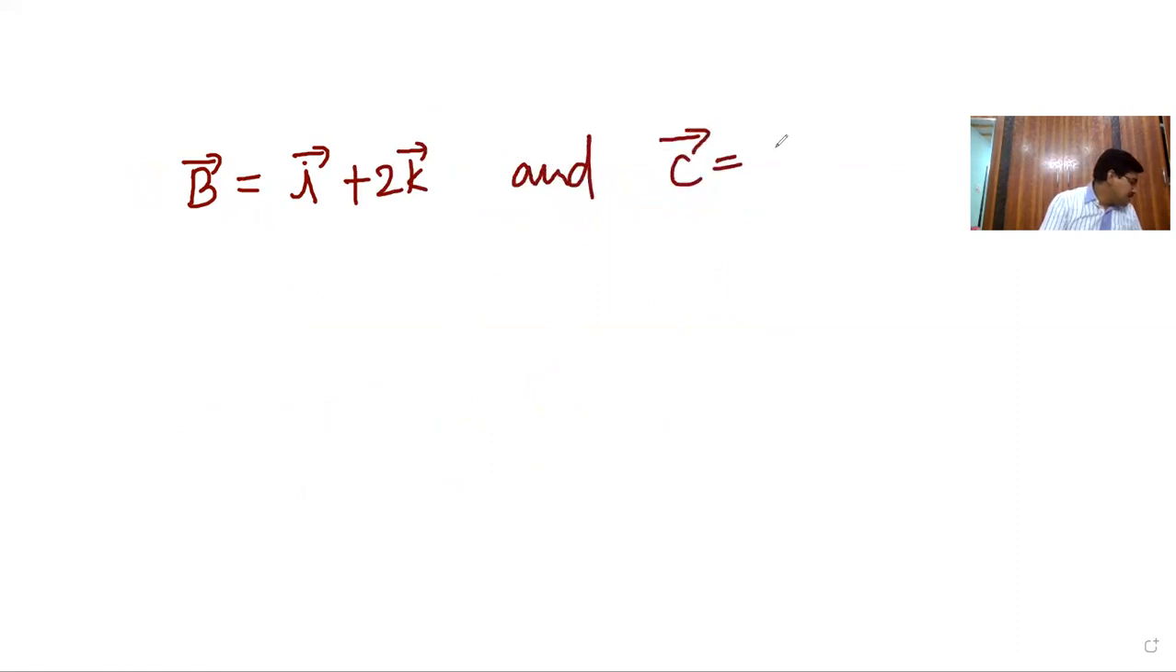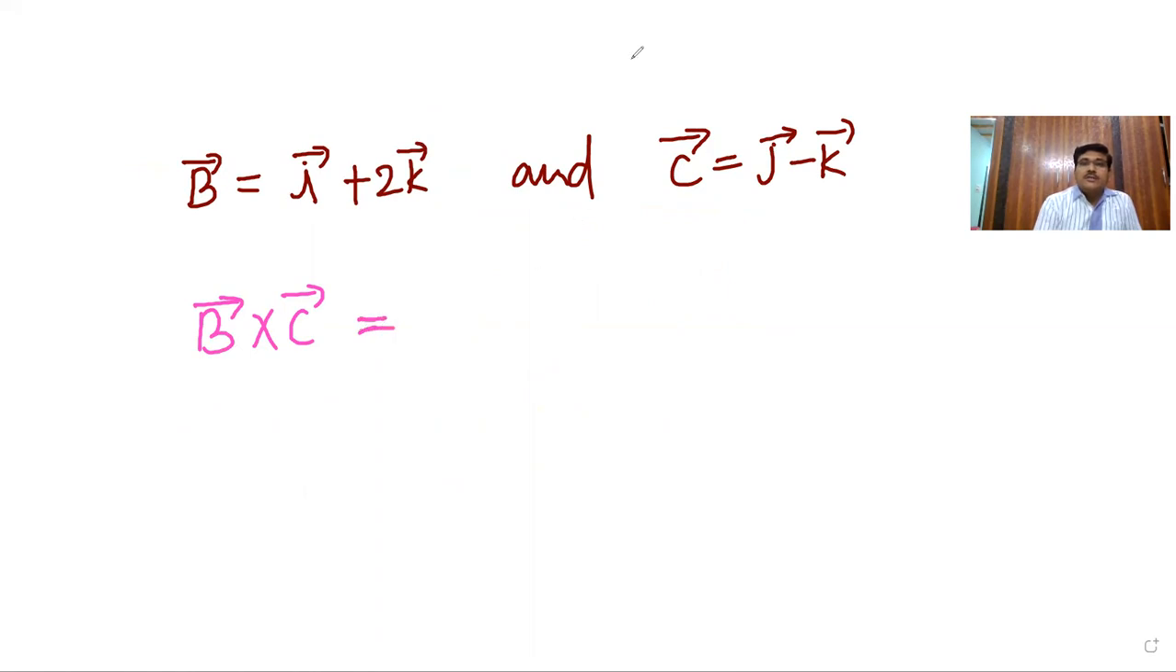So first, let us calculate b bar cross c bar. Okay, first b bar is our vector i bar plus 2k bar. And c bar is how much? C bar is j bar minus k bar. We need b bar cross c bar. So what is the cross product?